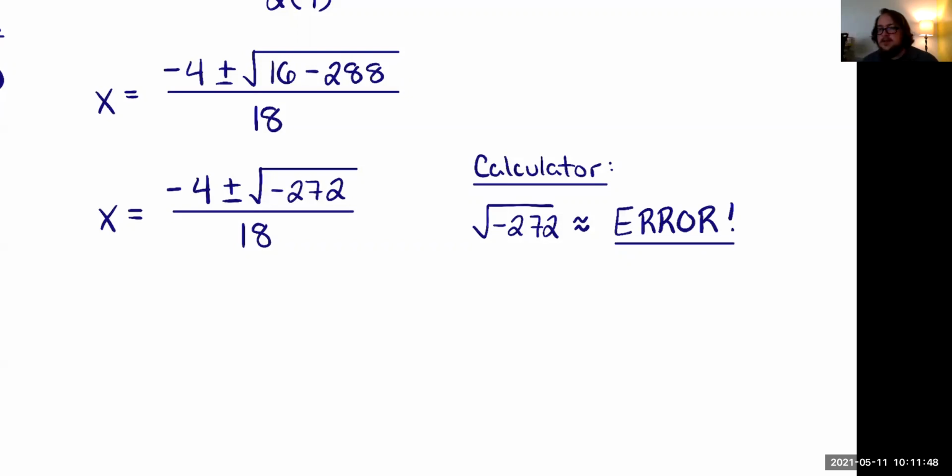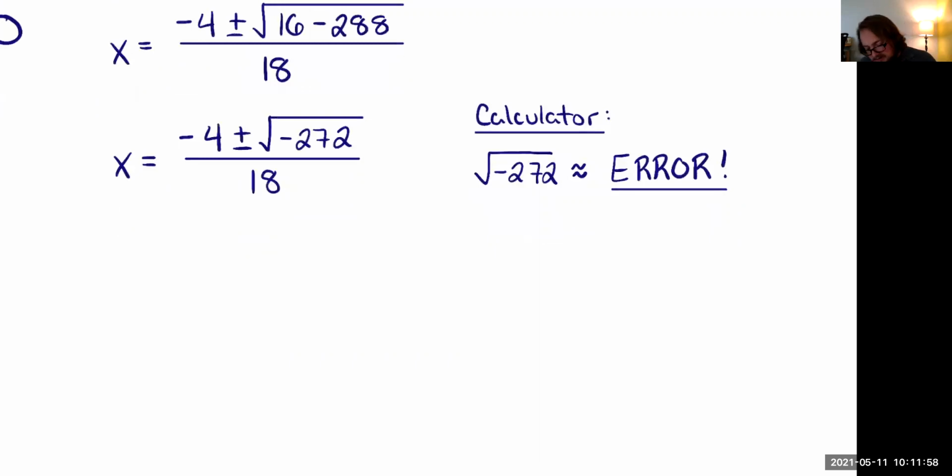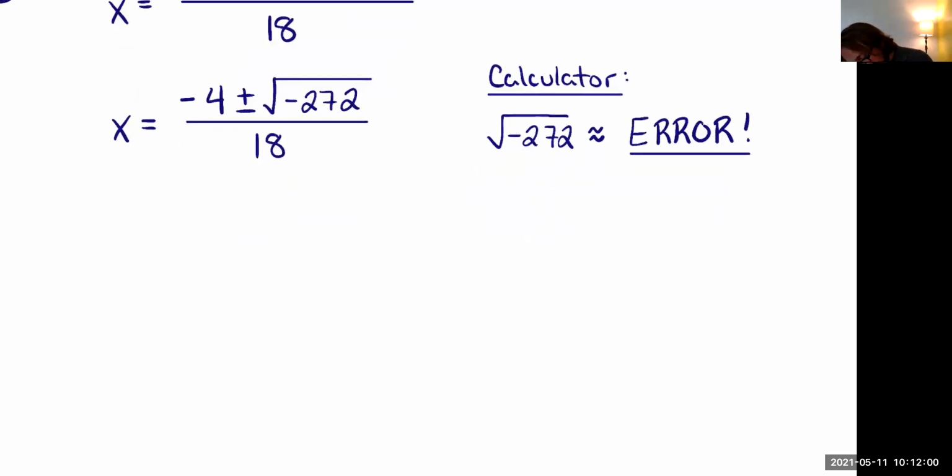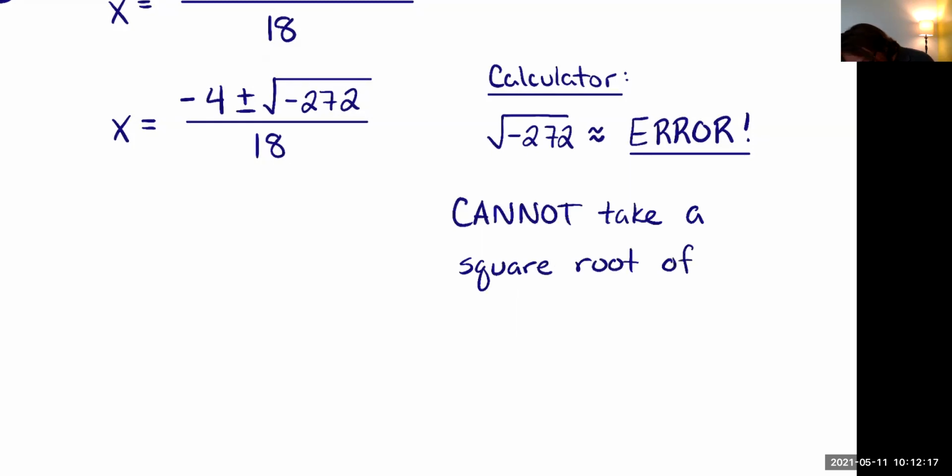Any ideas why? What was different about this one? It was the negative. What we were trying to take the square root of was a negative value. So we haven't had any negative square roots up until now. So what we can basically say to summarize is we cannot take a square root of a negative value.